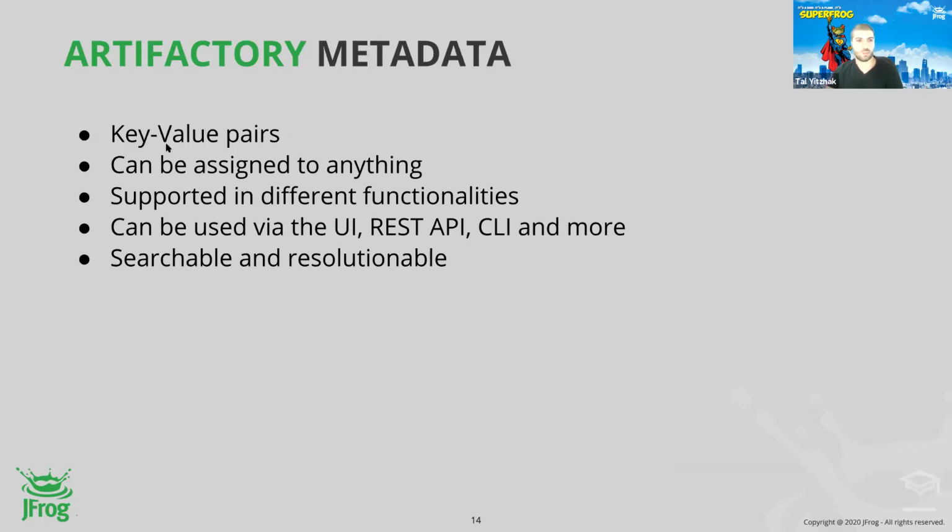When I say key value pairs, this can be the team leader's name responsible for bringing this binary, or the maturity level of this binary, and this can be assigned to any binary that you need. When you use Artifactory metadata, you can deploy the metadata of the binary with the UI, REST API, CLI, and more, and later search with this metadata.